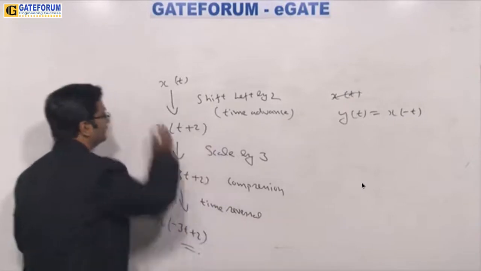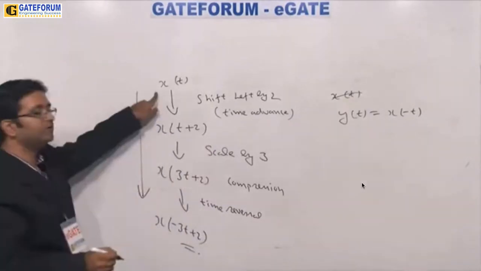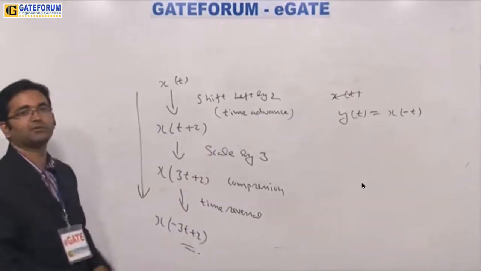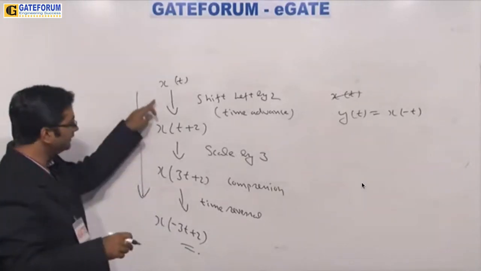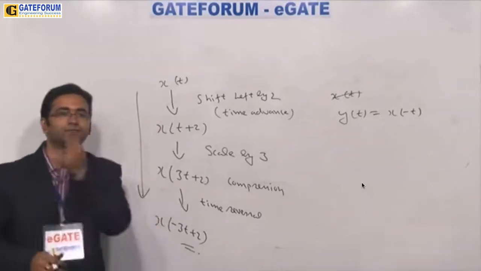Okay, that gives the whole process. If you give me x of t, I can do all these things. Whatever x of t you have, you do this process, you will get the right answer.